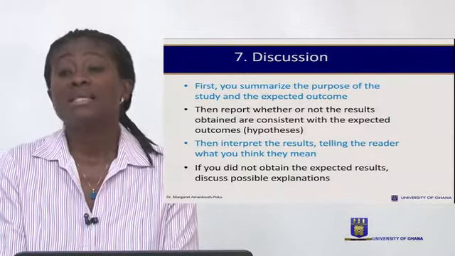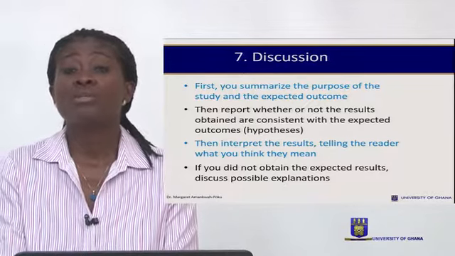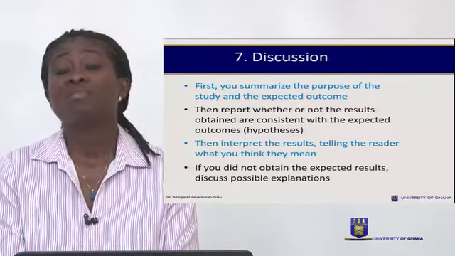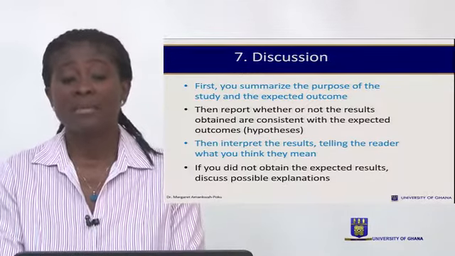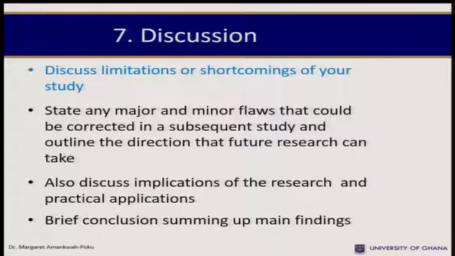If you obtained results that are contrary to what you proposed, you have to explain why you obtained something to the contrary. Then again, as part of your discussion section, you discuss your limitations or the shortcomings of your study. So state any major or minor flaws in your study, that if you improve upon these flaws, it will better improve the study if you are to conduct it the next time.